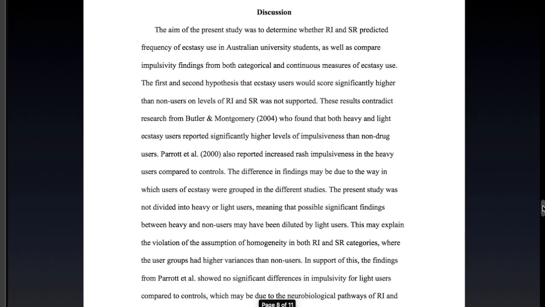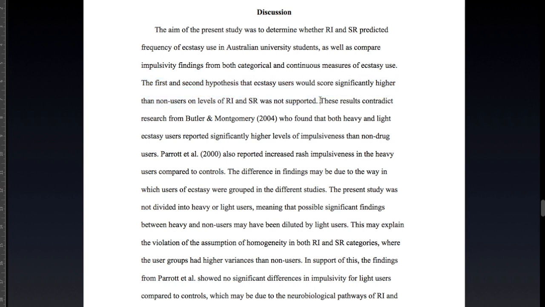So that's the results. Now I dive into the discussion where I restate the aim of the study. We've already stated it, but it's a good idea just to refresh people's minds. I say the aim of the study, and then I jump into whether the hypotheses were supported or not supported by the results. So basically I'm saying that the first and second hypotheses were not supported.